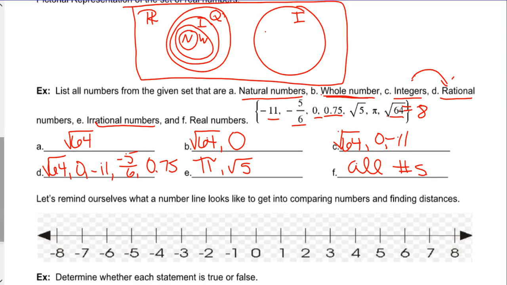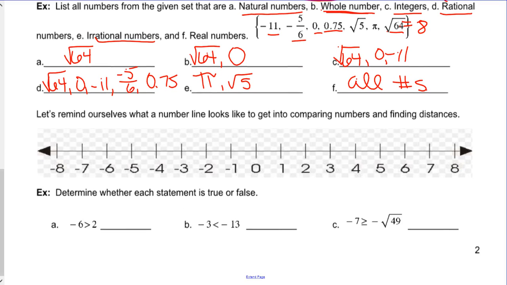All right, so now we've taken care of letter F because we know that everything there is a real number. All right, so let's talk about comparing some numbers. Write ourselves what a number line looks like to help in comparing numbers and finding distances. Whenever I compare numbers, I'm looking at greater than, less than, greater than or equal to, not equal to. So determine whether this statement is true or false. Is negative 6 bigger than 2? Remember that the farther you go to the right, those are the bigger numbers. So actually negative 6 has to be less than 2. This is a false statement.